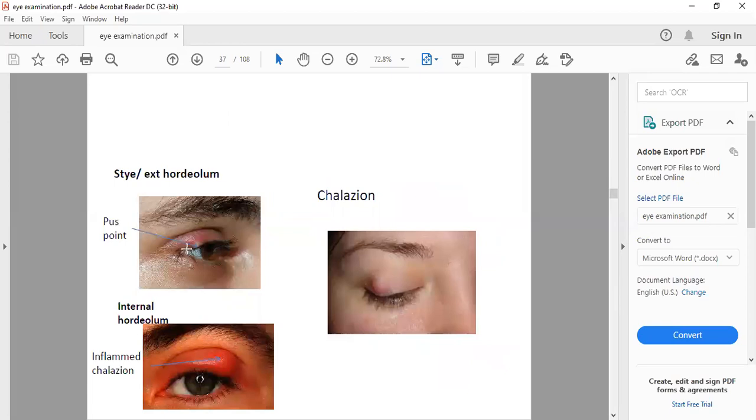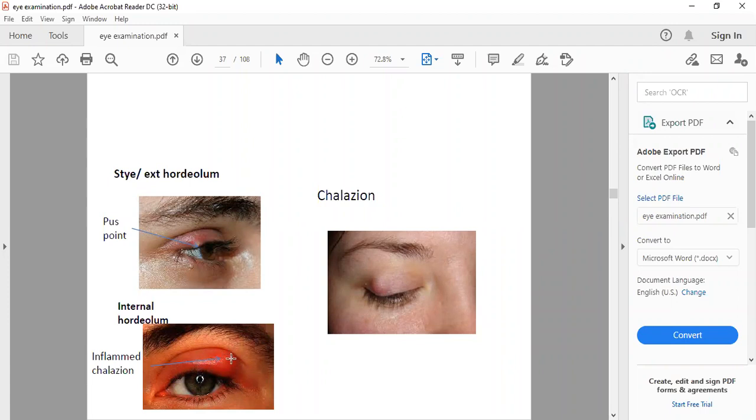Then this slide shows a pus point here, and there is a localized swelling of the eyelid, and this indicates a sty or external hordeolum. This is actually an acute infection of the gland of Zeis. So this is external hordeolum. The pus point is pointing outwards, or externally. So that is called external hordeolum.